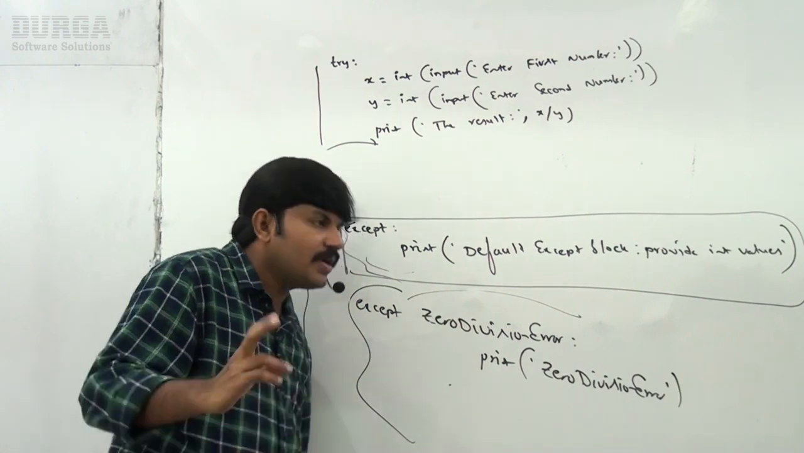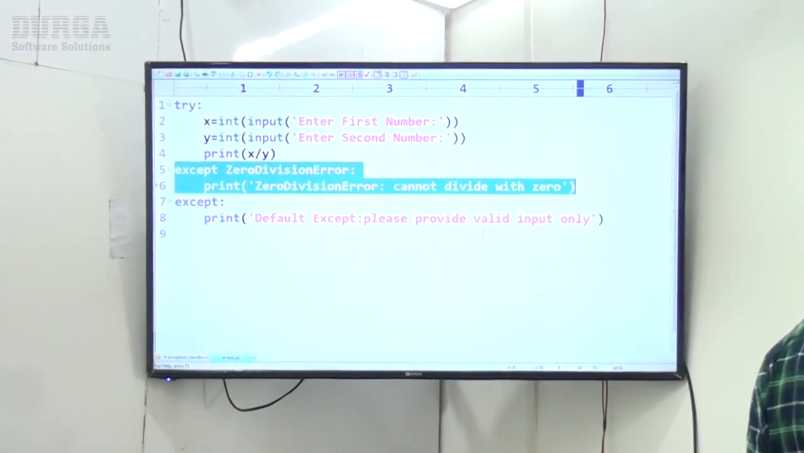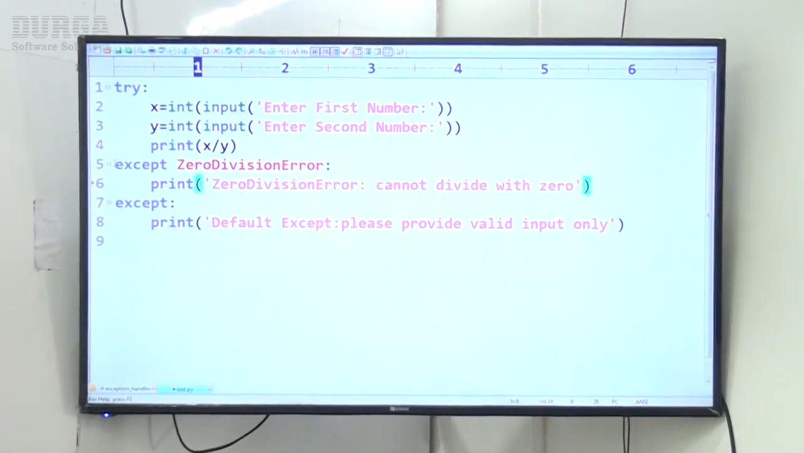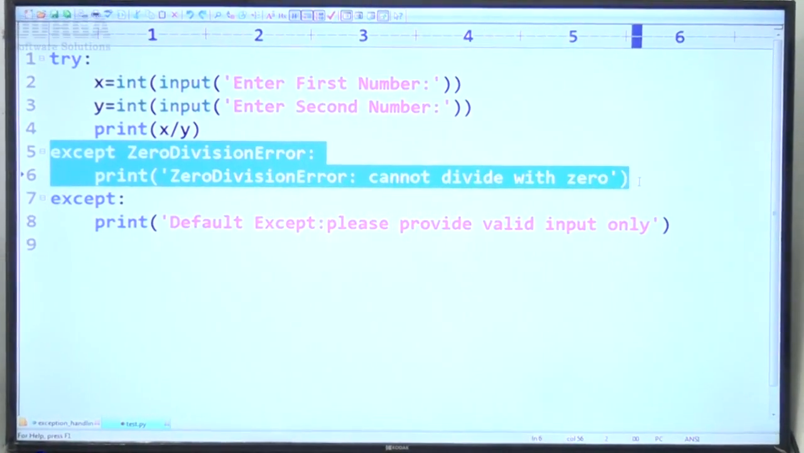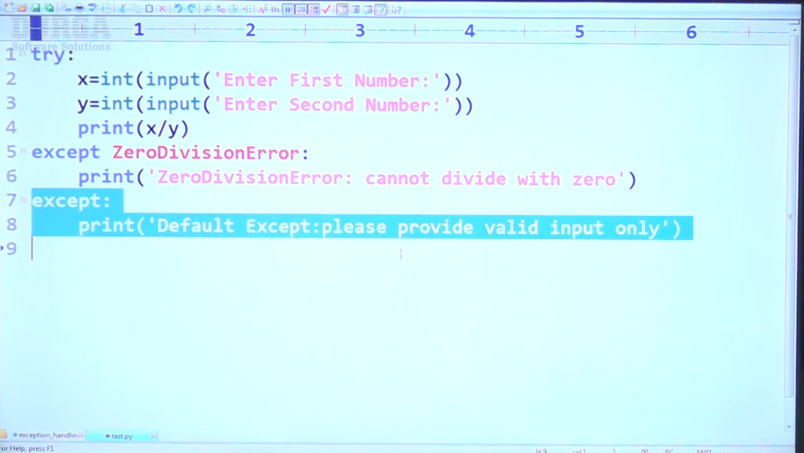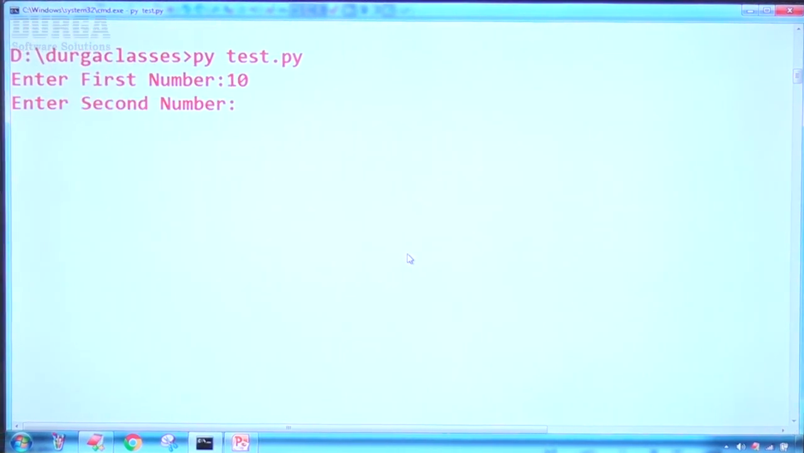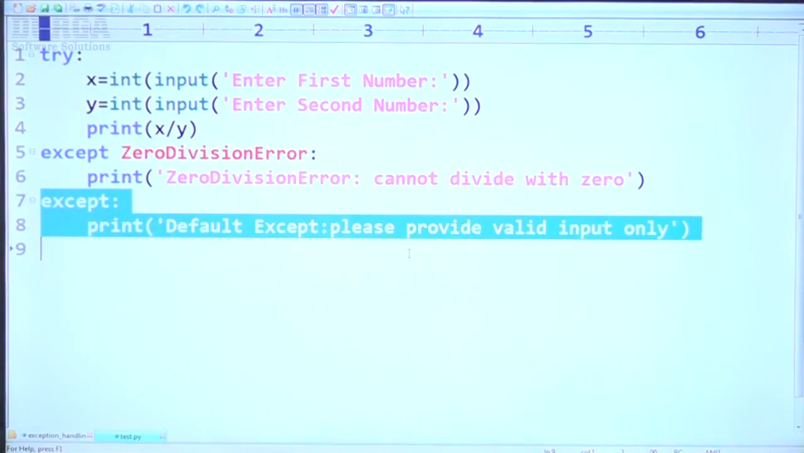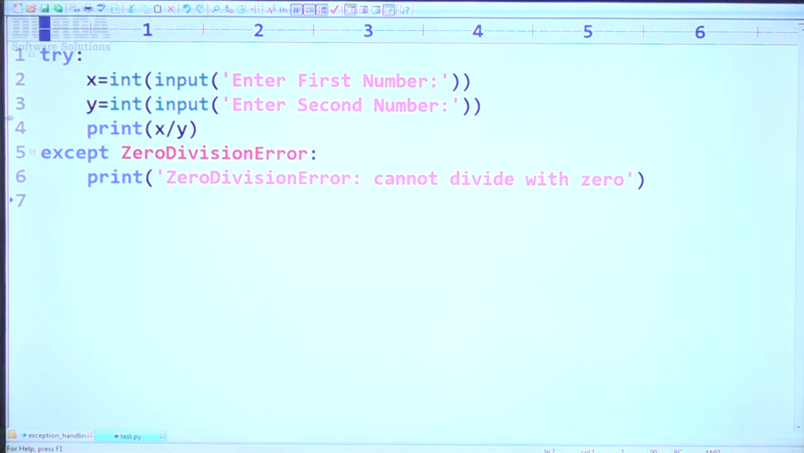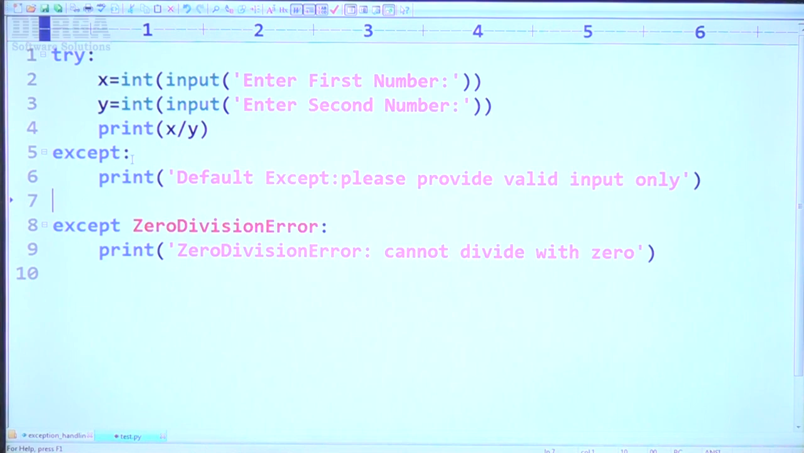Have a look at our example. Two things are there: first a normal except block, second the default except block. I took the default except block at the last, no problem at all, so it is valid and it executes. Now let me remove the default except block and place it first. Observe that.